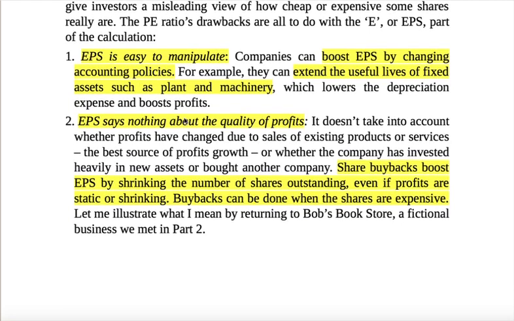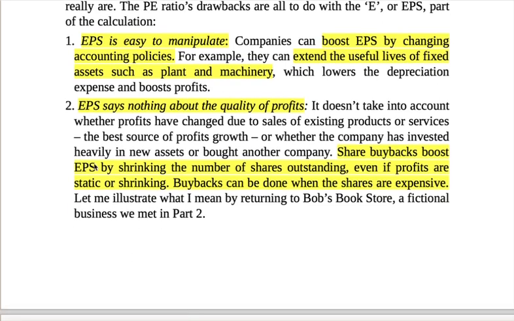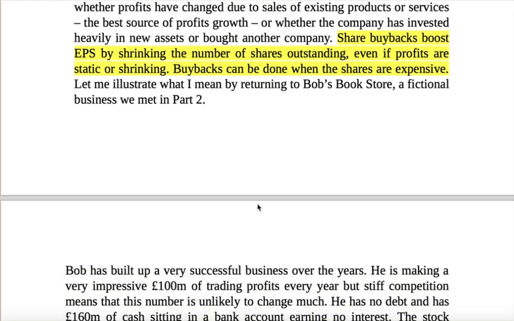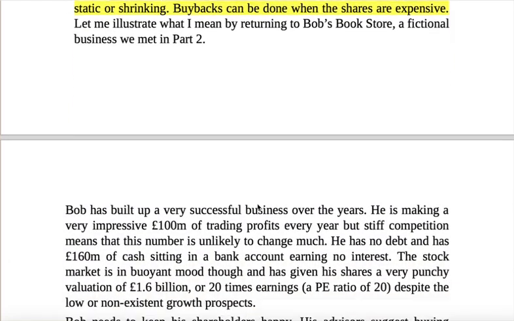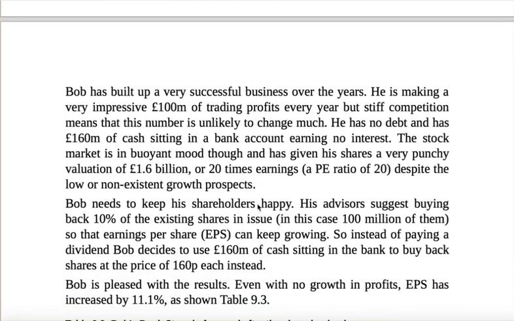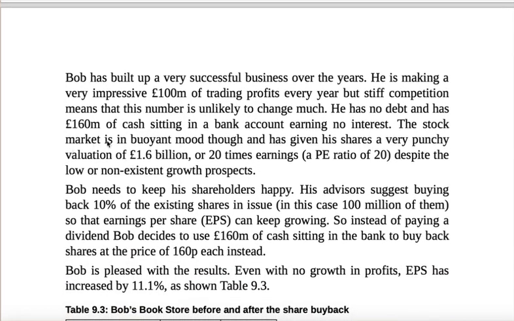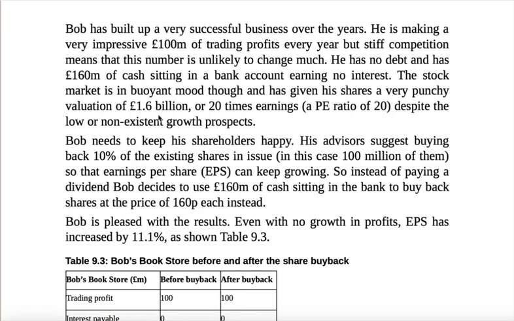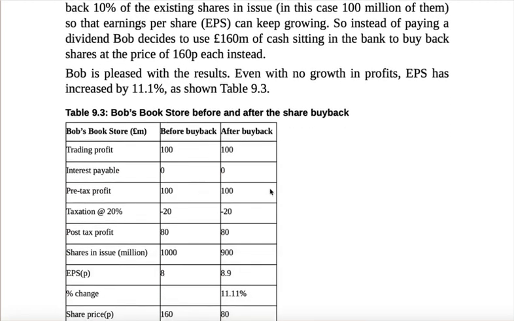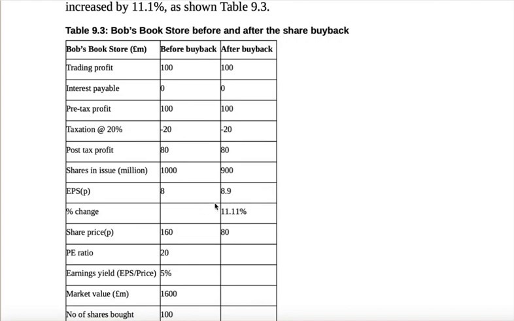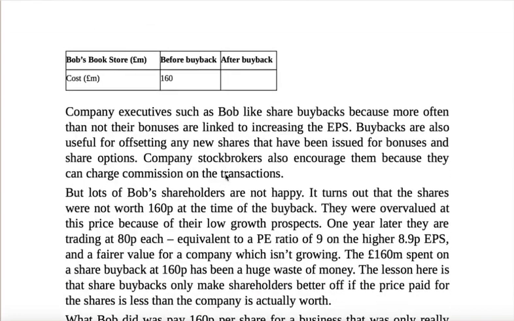Then he says EPS says nothing about the quality of the profits. Share buybacks will boost EPS by shrinking the number of shares outstanding, even if profits are static or shrinking. Buybacks can be done when shares are expensive and also when shares are cheap. But when the shares are expensive, it is bad because the management is destroying value. The stock market is in a buoyant mood, the shares are very high, and the stock is at 20 times earnings despite non-existent growth prospects. And the example of Bob, which he gives, shows before the buyback and after the buyback how the numbers dance around.